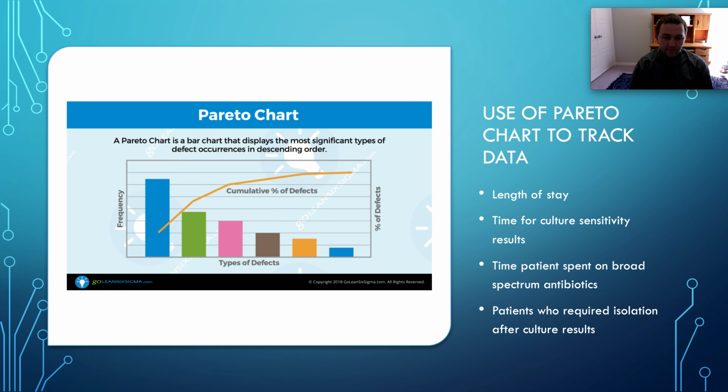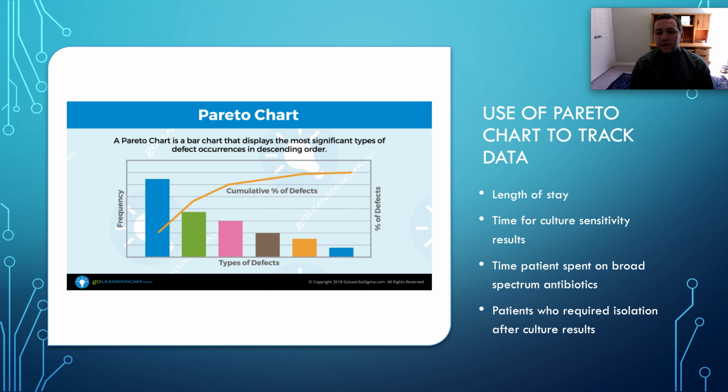So if I was to do a Pareto chart and we're tracking patients with an increased length of stay, it's most likely going to be patients with the above diagnoses that I showed you: the osteomyelitis, the septic arthritis, the infected hardware of joints. Those are the patients who have our increased length of stay.